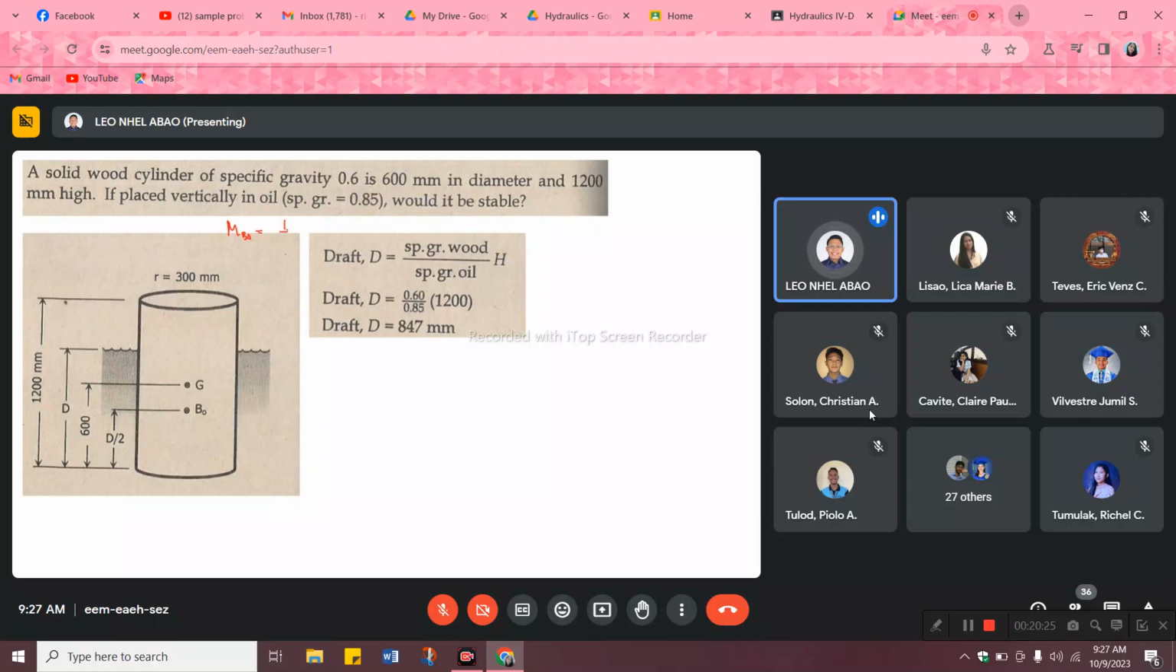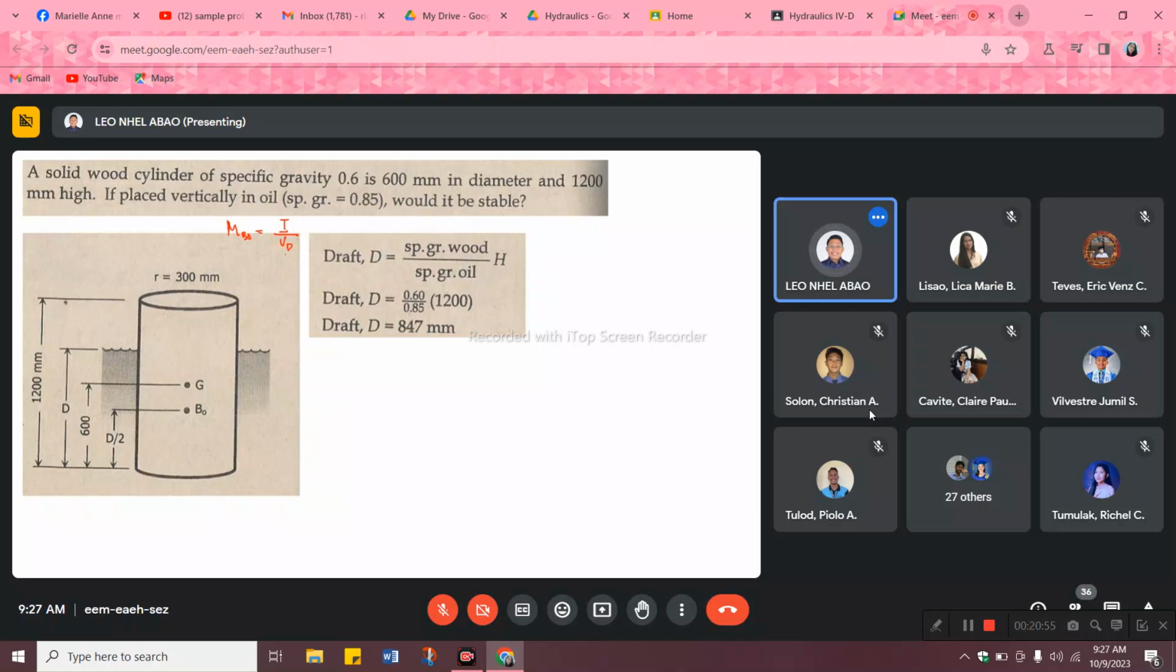MBO is equal to I over VD. Can we get the I? Of course, we can get I, since we have the dimensions. How about the VD? Again, this is the volume displaced. We are given the other dimensions, but we do not know D, which is the height of the submerged part of the object. Therefore, our first target is to find the draft.